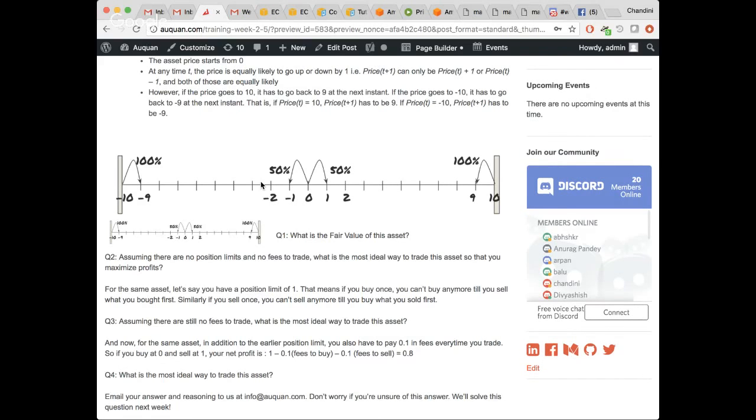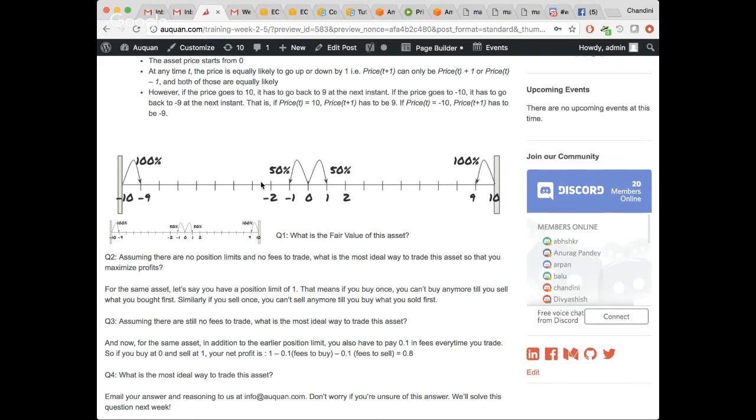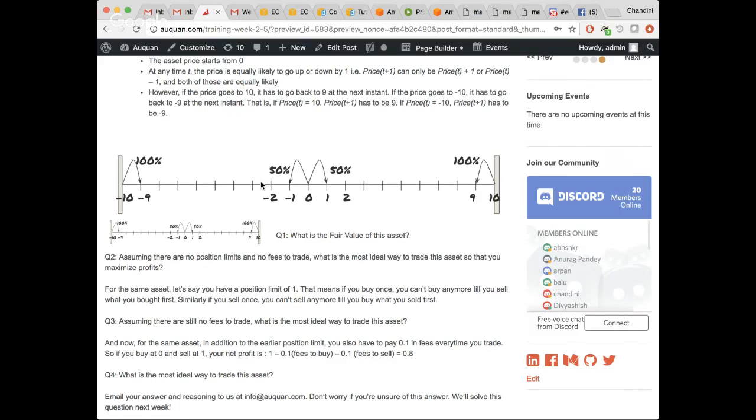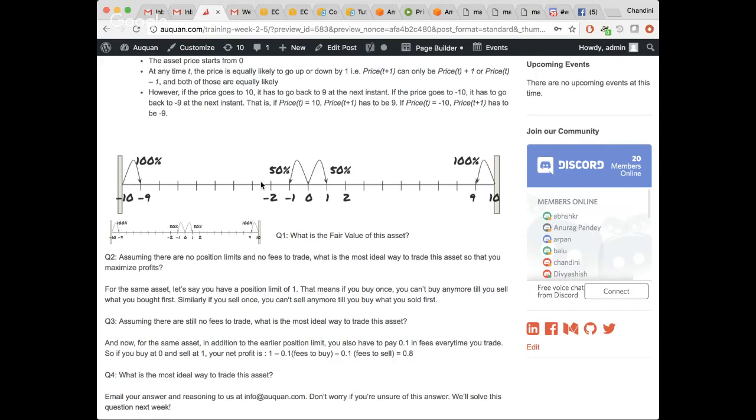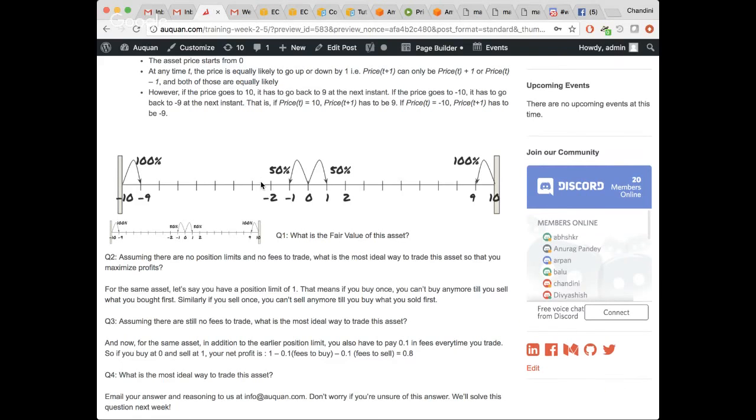And the third question said, you have a position limit and now you also have a fee to trade. So in this case, if the stock goes to 1 and you sell and then it comes back to 0 and you buy, you're paying a fee of 0.1 each side, so your net profit is 0.8. Or you could say, I'm not going to trade at 1, 1 is too little profit. I'm going to wait till 2 and then trade at 2. So if the stock goes to 2 and you sell, and then it comes back to 0 and you buy, you make a profit of 1.8. So that's what the last question says.